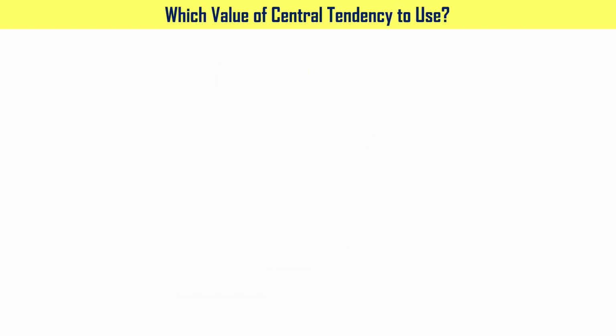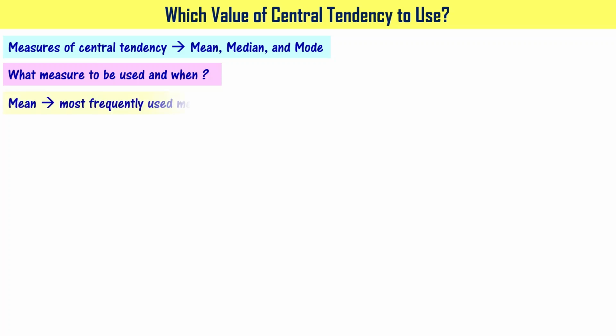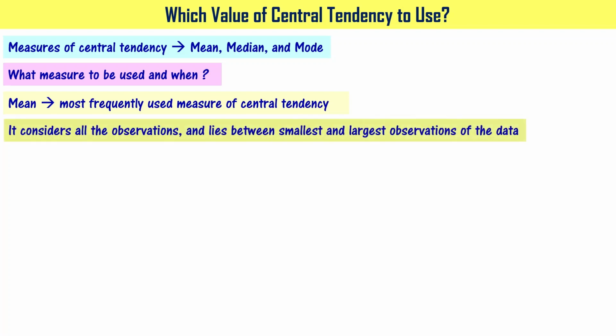Now let's understand which value of central tendency to use. We have seen measures of central tendency that are mean, median, and mode, right? What measure to be used and when to use is the question. Mean is the measure of central tendency which is most frequently used to represent the data, right? Majority of the times mean is used to represent the data because it considers all the observations, and the mean is going to be lying between the smallest and largest values of the observations, right?